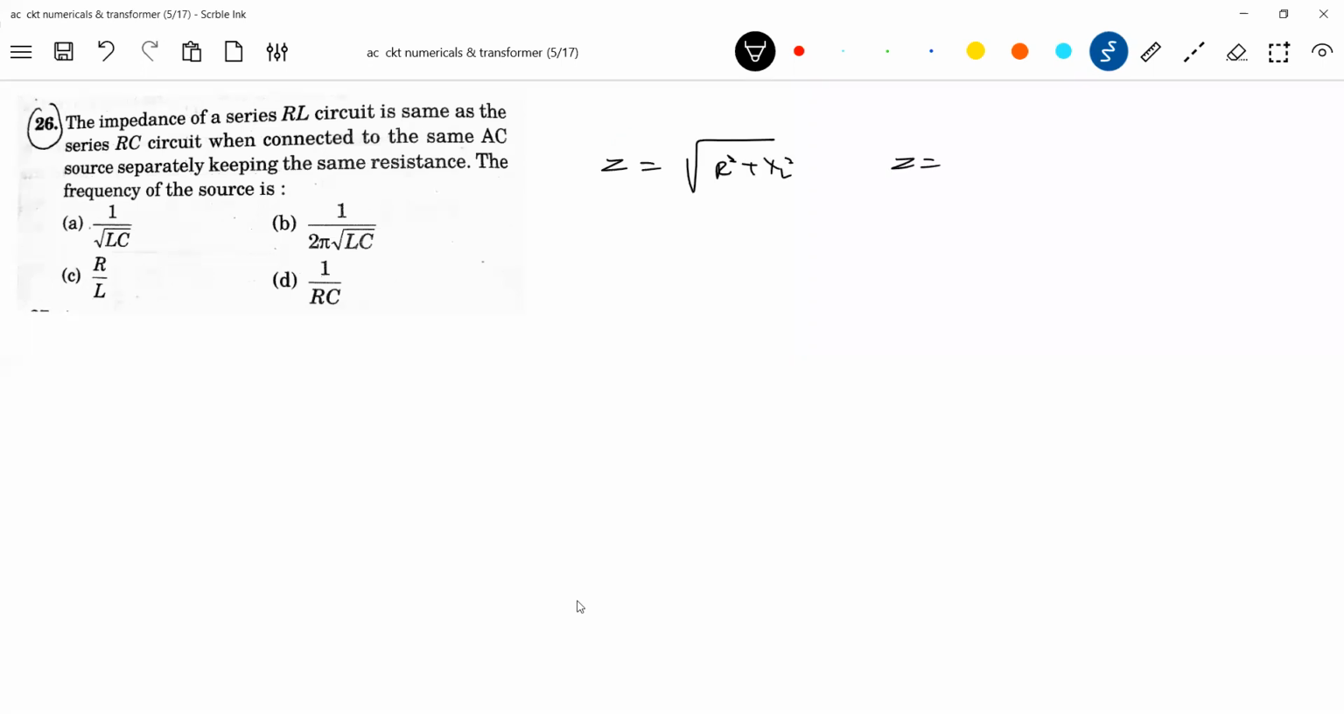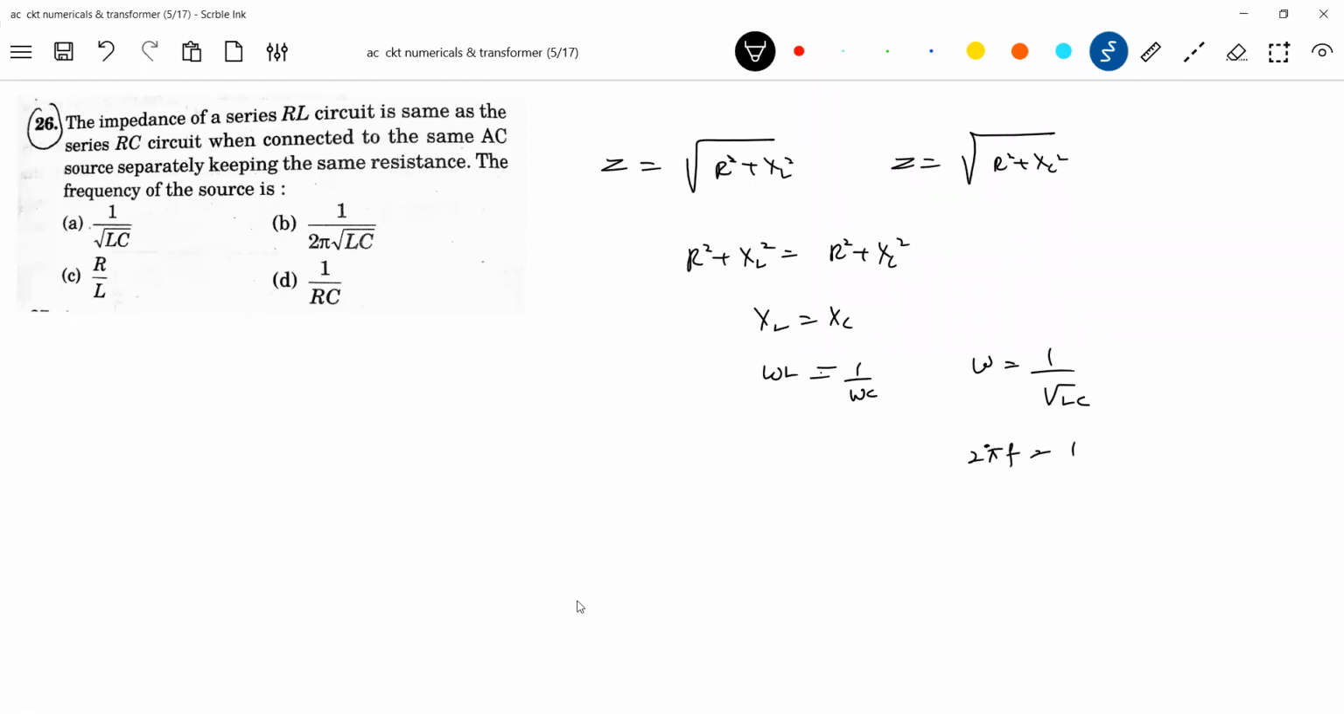Impedance of a series RC circuit is root of R square plus XC square. And these impedances are equal. R square plus XL square equal to R square plus XC square. So XL equal to XC. Omega L equal to 1 by omega C. Frequency is asked, 2 pi f.